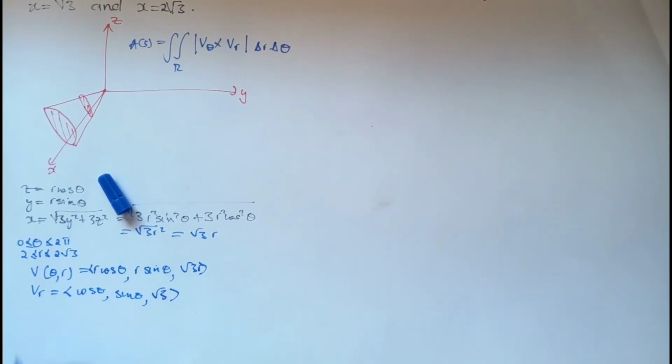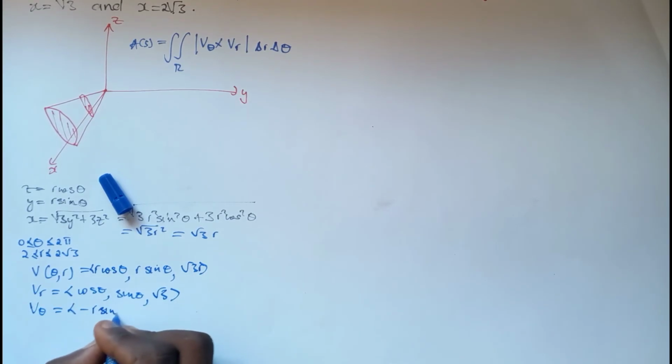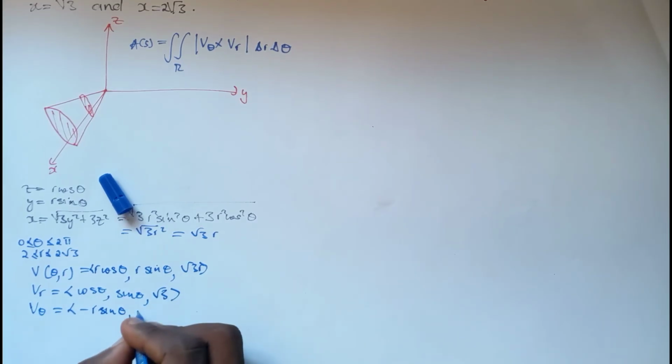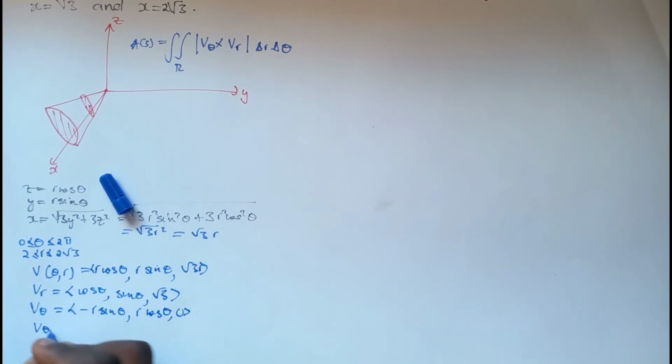Okay, now let's move to v theta, differentiating with respect to theta. So you're going to have negative r sine theta, the derivative of cos theta. You're going to have r cos theta, and here we're going to have 0 since we don't have any theta here. After that, we need to find the cross product of v theta and vr.